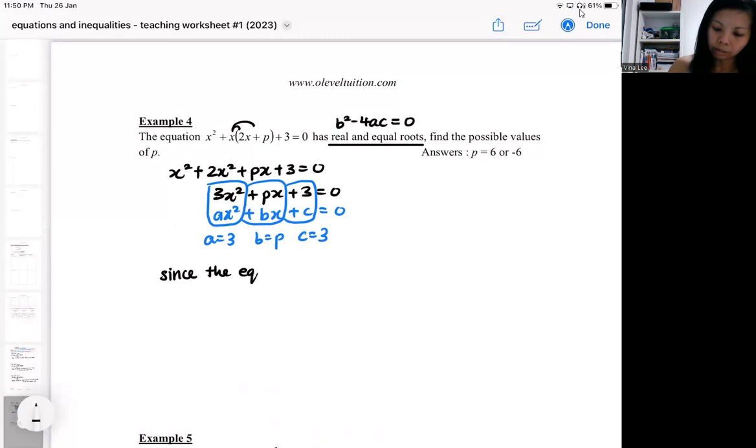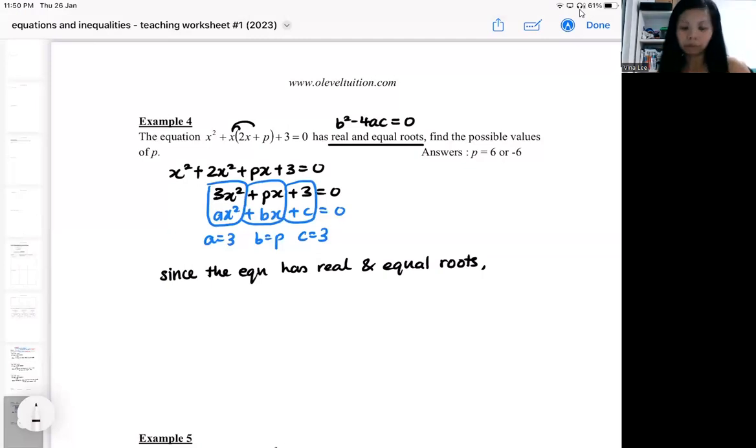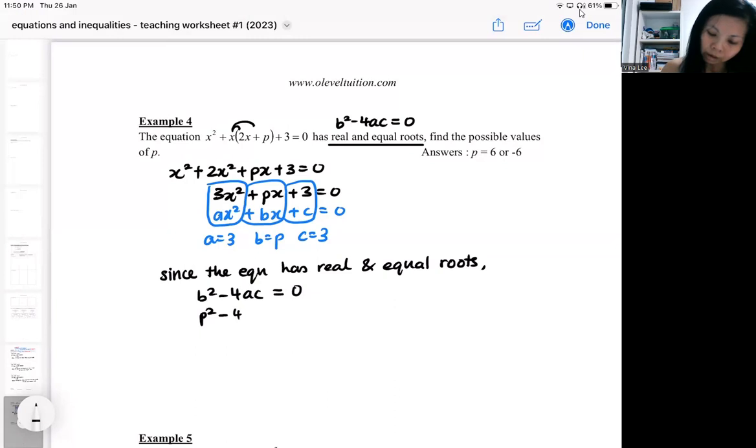Since the equation has real and equal roots, they are telling us the nature of the roots directly. So it leads us back to the condition. The condition for equal roots is that the discriminant is equal to 0. And then you add in your ABC. As you add in the ABC, you should be able to solve for it.